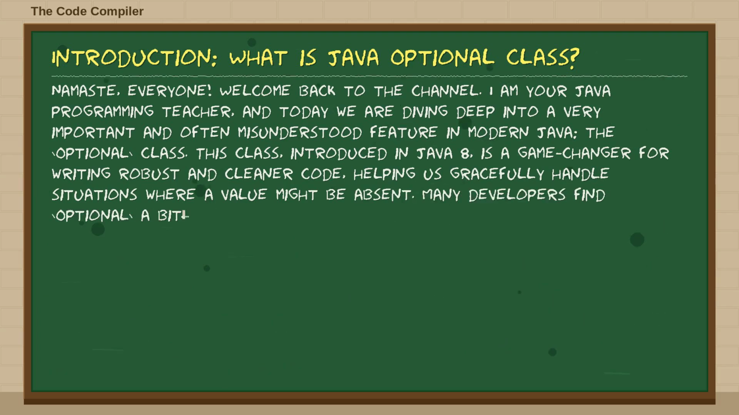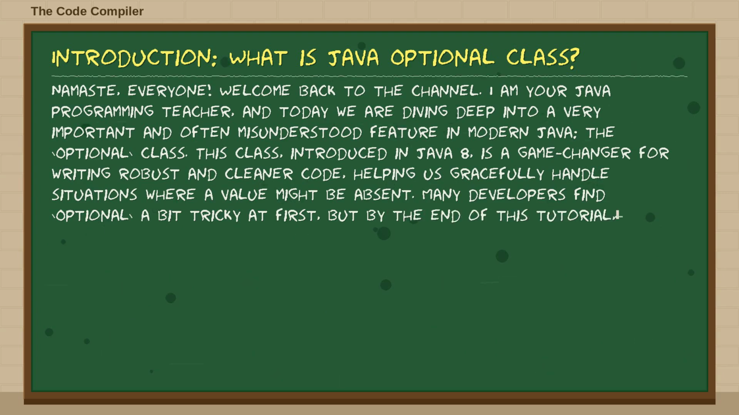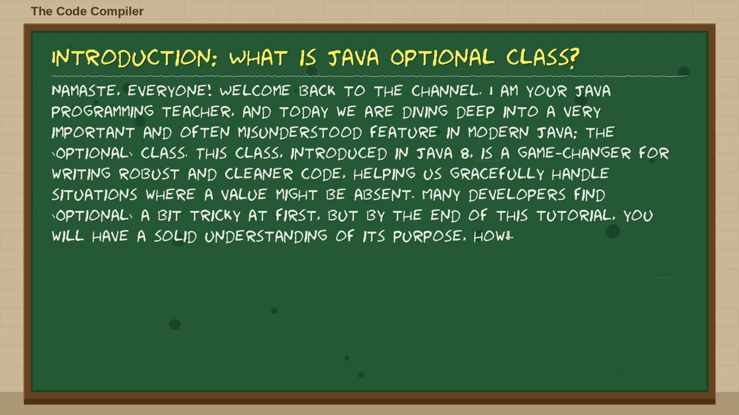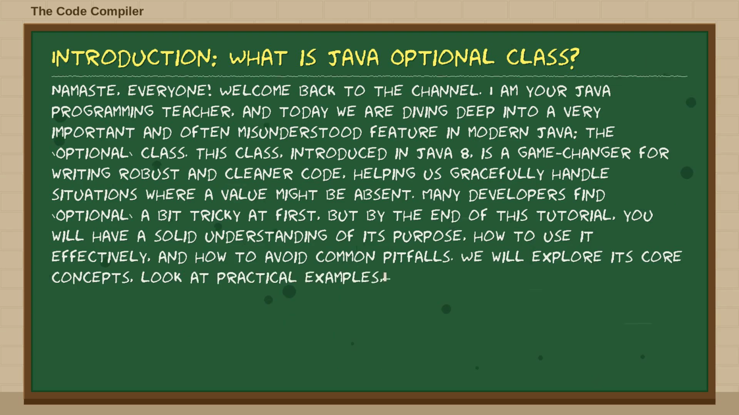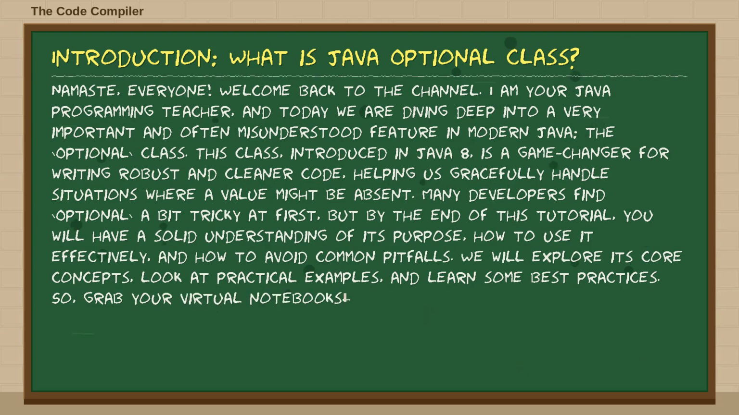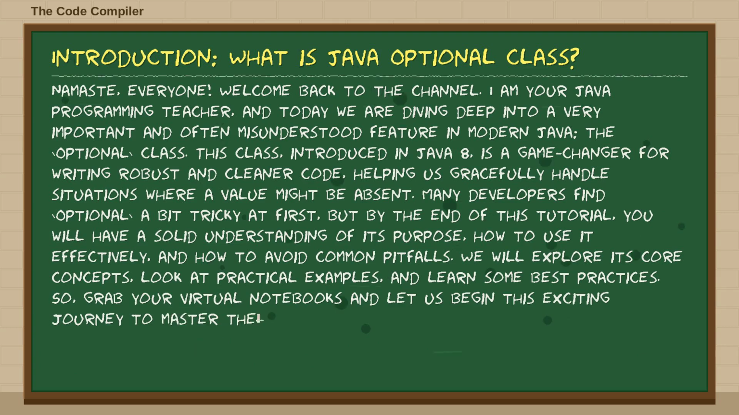Many developers find Optional a bit tricky at first, but by the end of this tutorial, you will have a solid understanding of its purpose, how to use it effectively, and how to avoid common pitfalls. We will explore its core concepts, look at practical examples, and learn some best practices. So, grab your virtual notebooks and let us begin this exciting journey to master the Java Optional class.